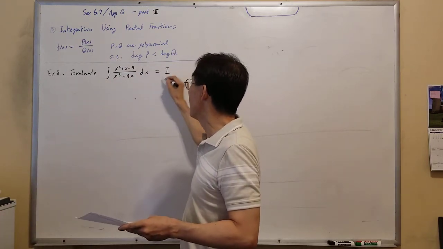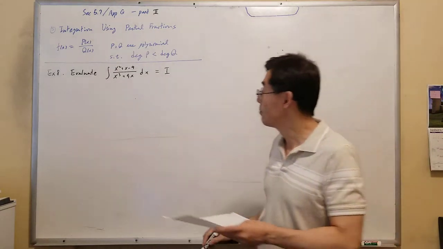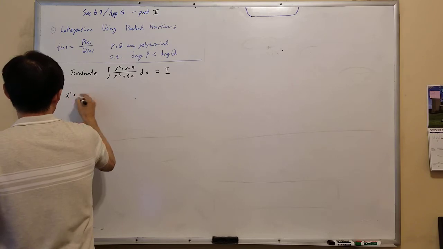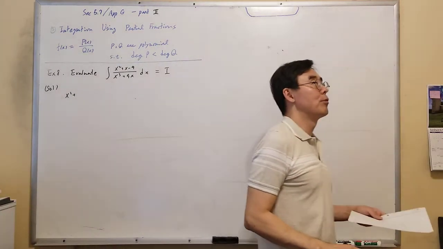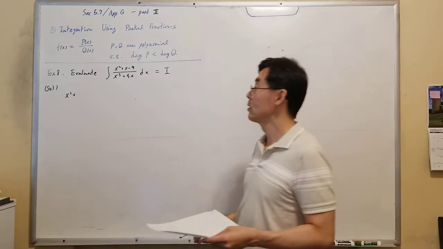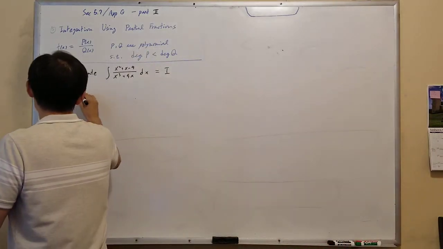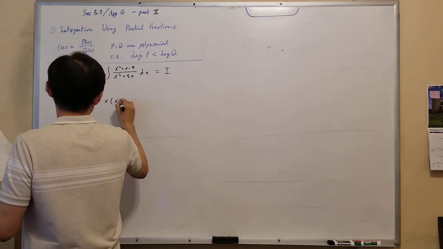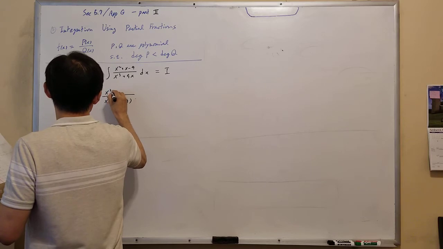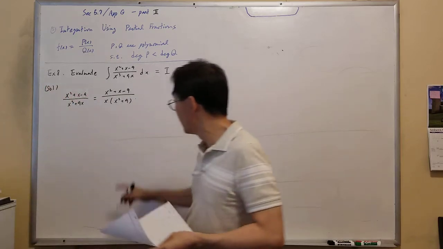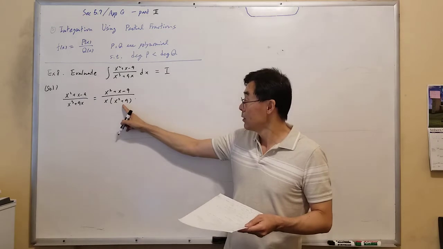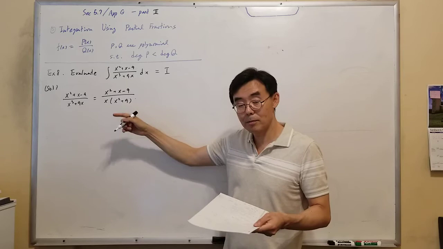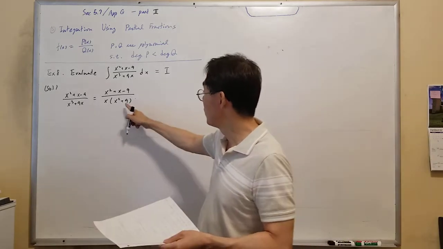Again, I'm going to call it integral I. So, first of all, again, this is a rational function whose numerator has a smaller degree than the denominator. So this is the standard form. Then you have to factor the denominator, like this. Okay? So you can see this is an irreducible polynomial, x squared plus 9. If you set it to 0, you get imaginary roots, so it's an irreducible quadratic.